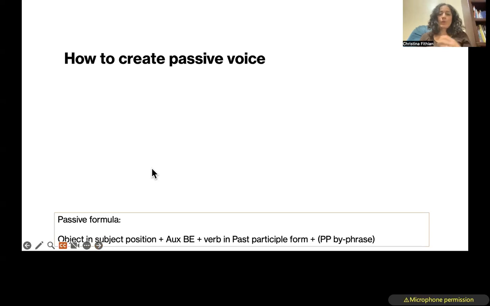So when we want to create a passive voice sentence, we need to keep in mind the passive voice formula. You're going to see an object appearing in subject position. Then you're going to see an auxiliary be. Then you're going to see a verb in past participle form. And then you may or may not see a prepositional by phrase. So again, let's see what that looks like with a couple of examples.